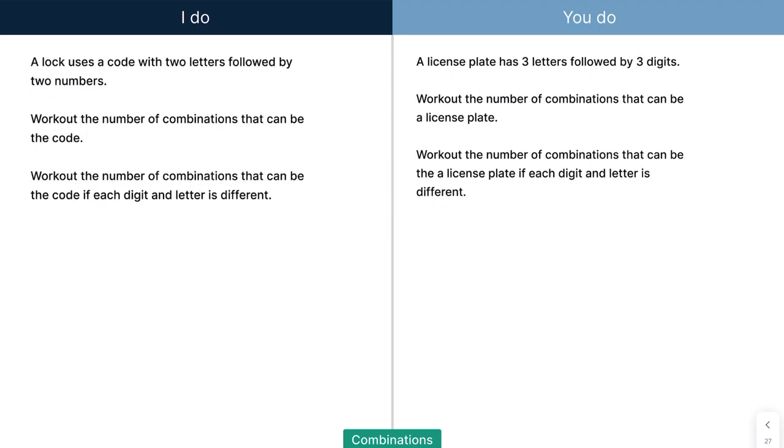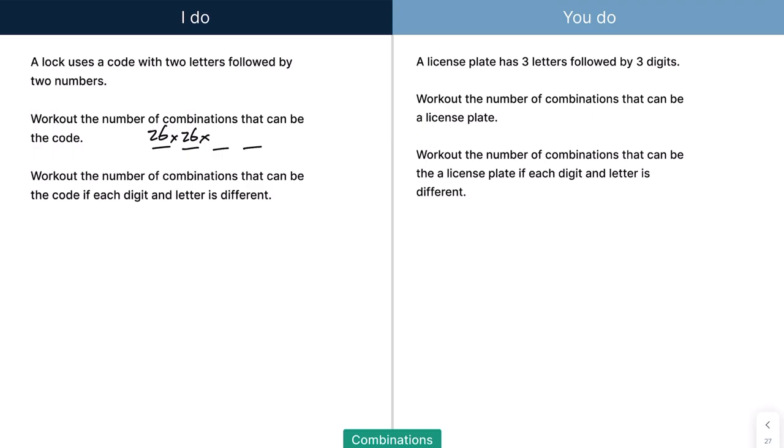So now we have a lock that uses a code with 2 letters followed by 2 numbers. Work out the number of combinations that can be the code. Cool. So we have 1, 2, 3, 4 together. Now, how many letters can we have? We can have 26 letters. Okay, in the alphabet, there's 26 letters.